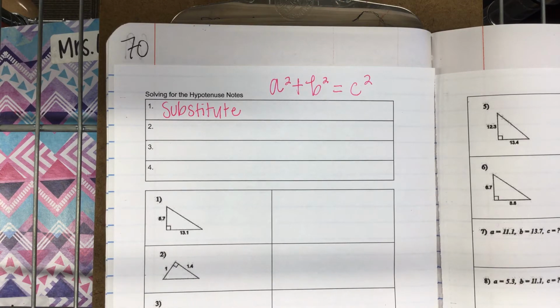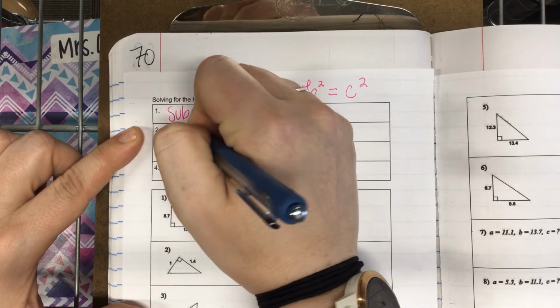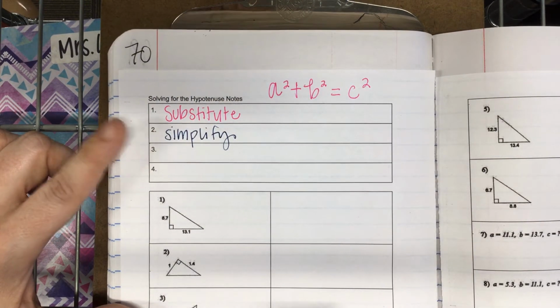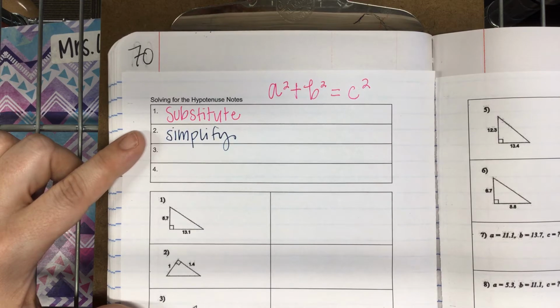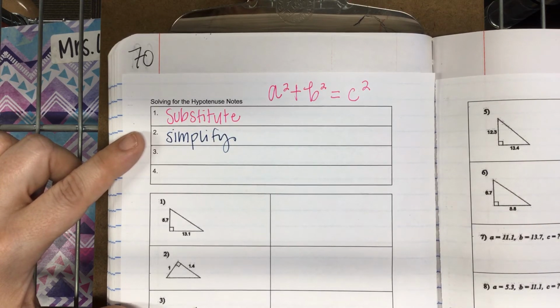Substituting means what? Replacing something, a number. We're going to replace. So instead of a variable, we're going to replace it with a number. We're going to substitute. After we substitute, we're going to simplify. What does that mean, simplify? Make it easier, make it smaller, right?